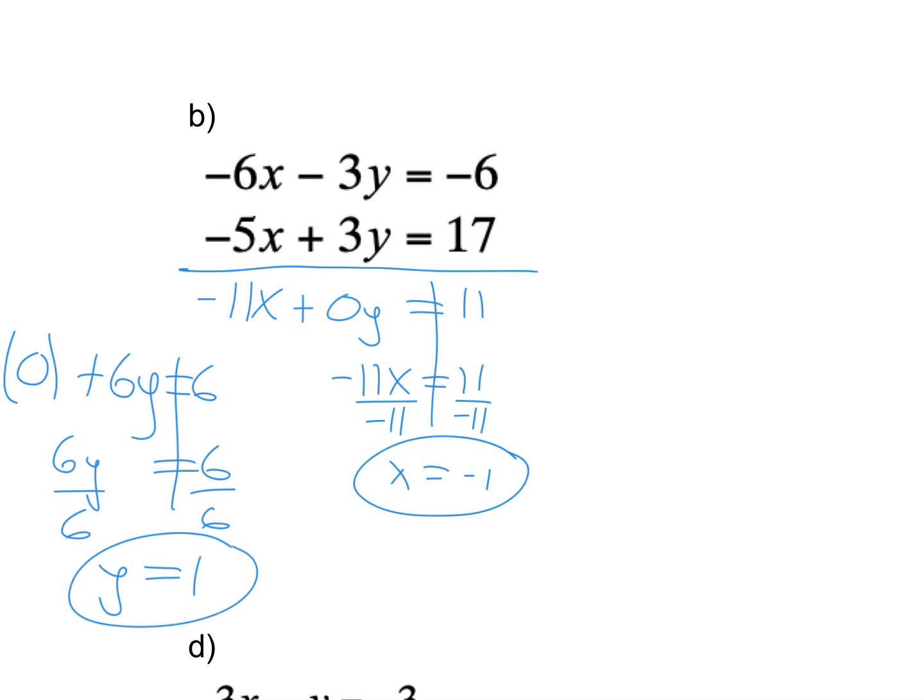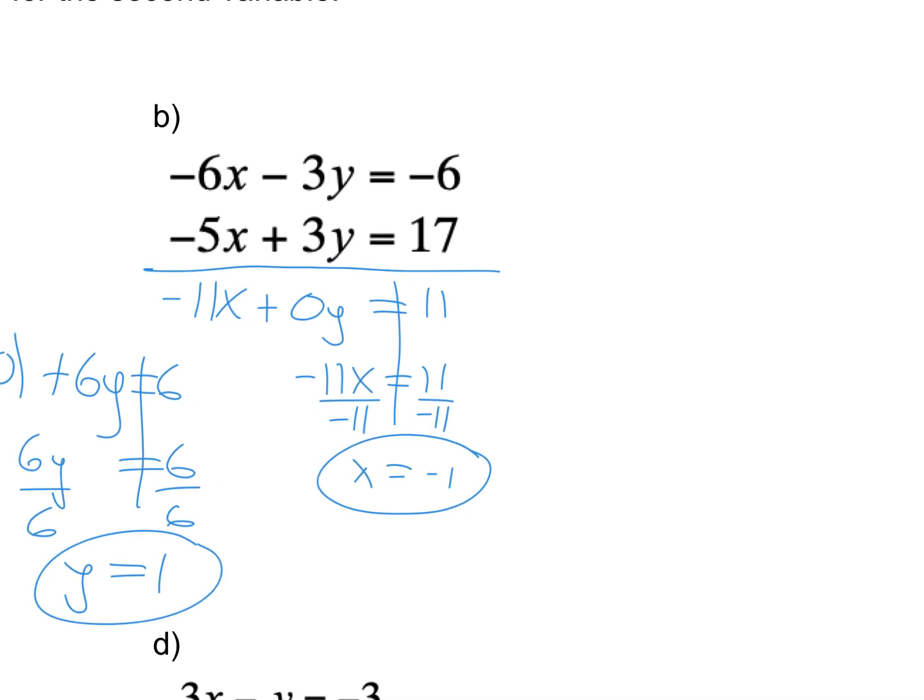Okay, last step, I need to plug or substitute this value in for x in one of my two equations. I'm going to do the second one. You can do either that you choose. So let's rewrite this over here. I have negative 5 times negative 1, because that was our x value. I'll highlight that yellow. Plus 3y equals 17.